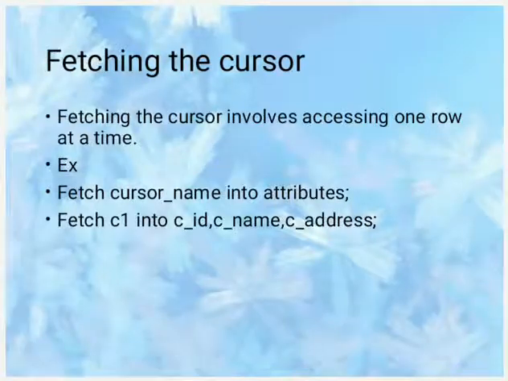Then next, fetching the cursor. Fetching the cursor involves accessing one row at a time. For example, we will fetch rows from the above open cursor as follows: FETCH cursor_name INTO attributes. Cursor name is C1, so FETCH C1 INTO CID, CNAME, CAddress.